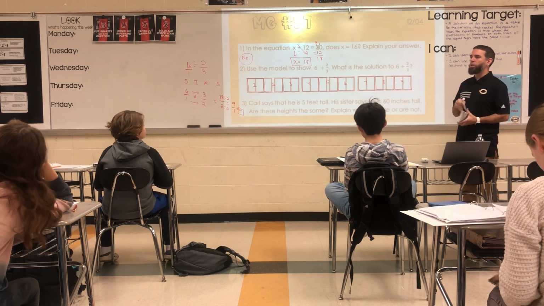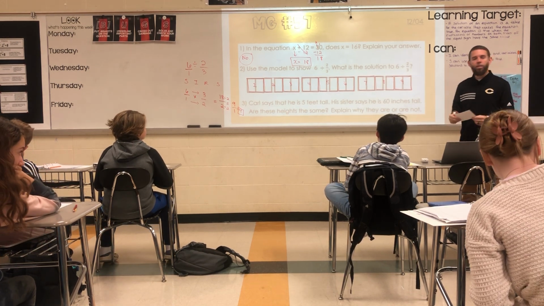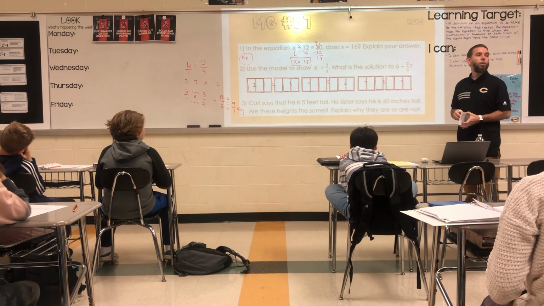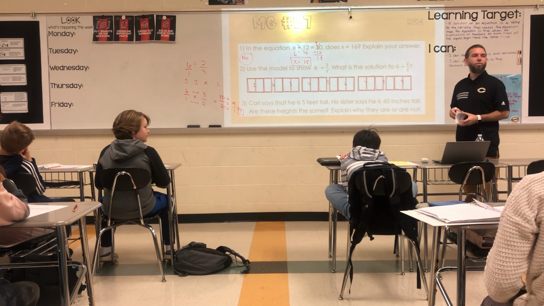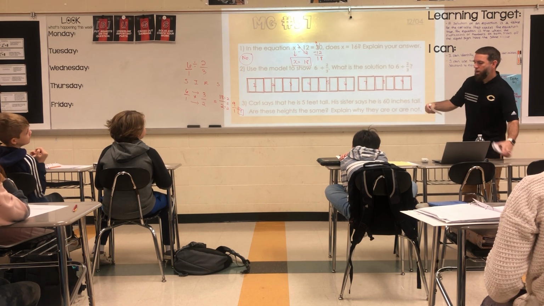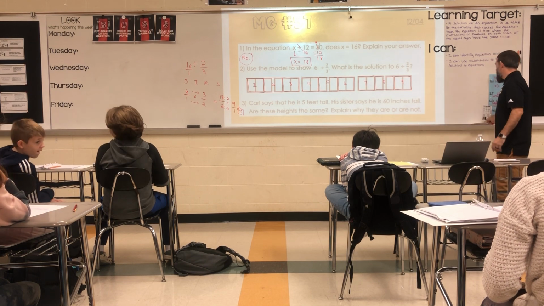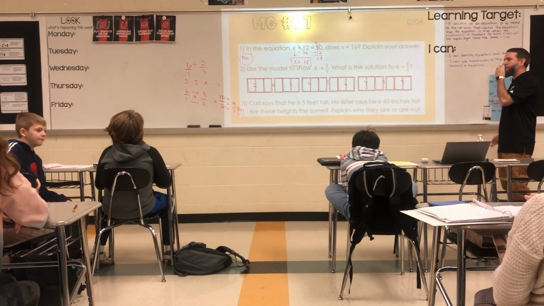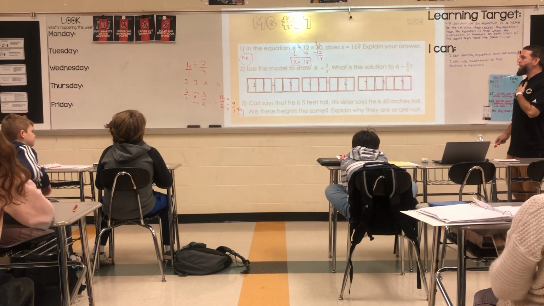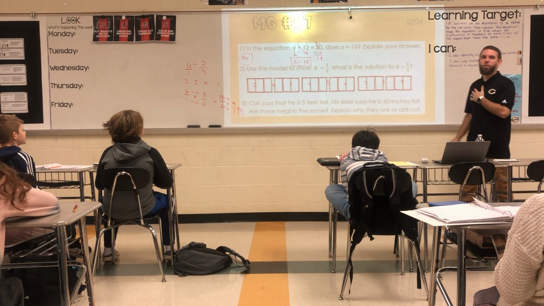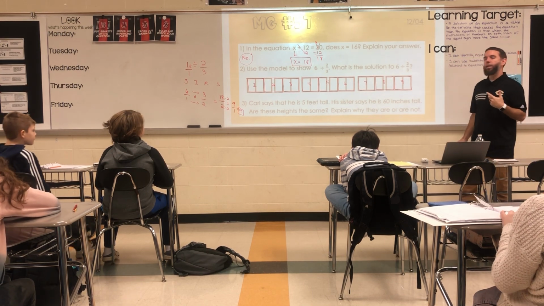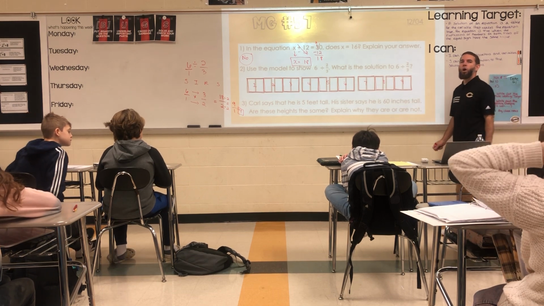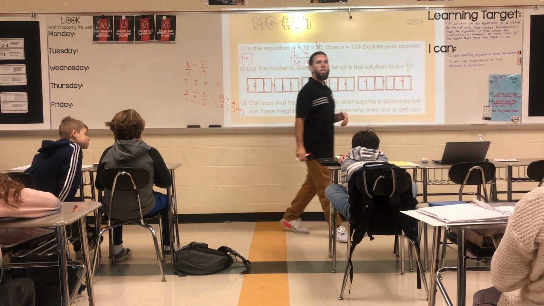Problem number 3 goes to Madison G. All right, Madison G, since you just answered that one, let me go ahead and just get somebody different. Thank you for being willing to volunteer, though. Arini. All right, Arini, so it says, Carl says that he is 5 feet tall. His sister says he is 60 inches tall. Are these heights the same? Explain why they are or are not. So what do you think, Arini?